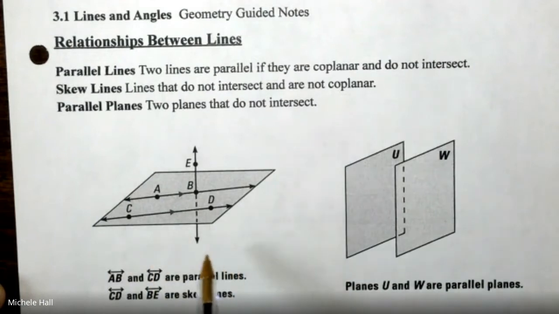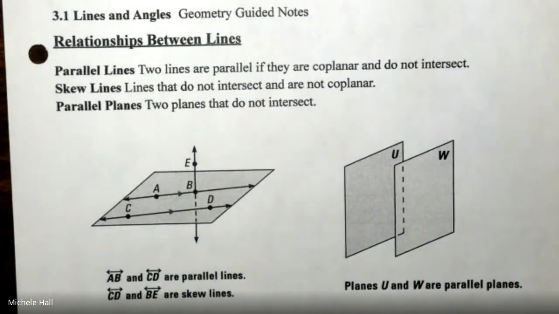They're never going to intersect. They have the same slope. They're going to go to infinity in space with the same slope. They'll never intersect each other. Skew lines are lines that do not intersect and are not coplanar. They're not even in the same plane. Skew lines will never intersect because they're not in the same plane.